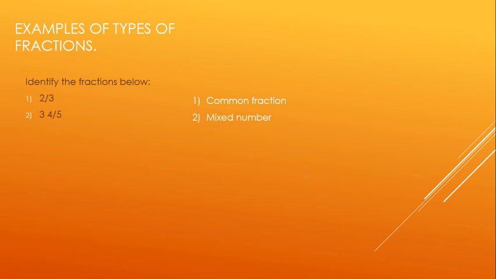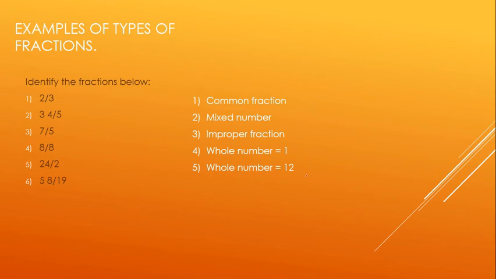That would be a mixed number. What is 7 over 5? That's an improper fraction. What about 8 over 8? What is that? A whole number of 1. What about 24 over 2? That would be a whole number, and it's 12. How about 5 and 8 over 19? That would be another mixed number.